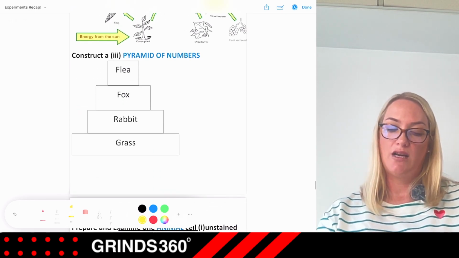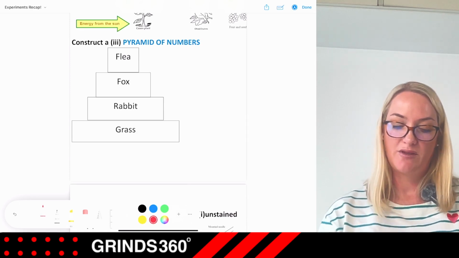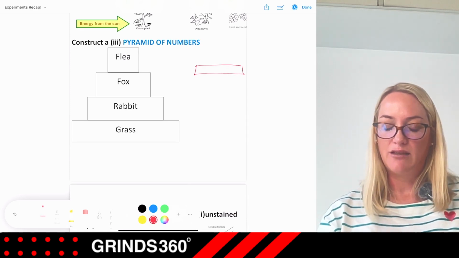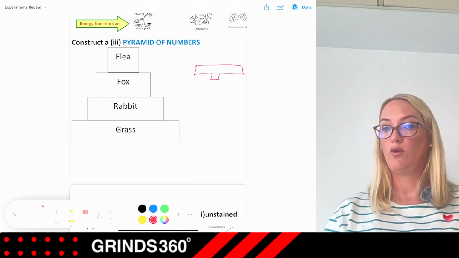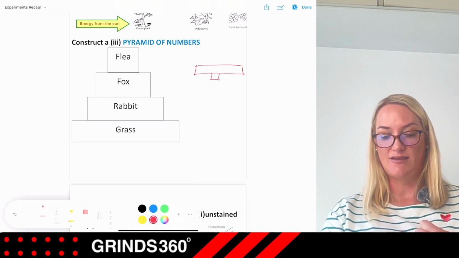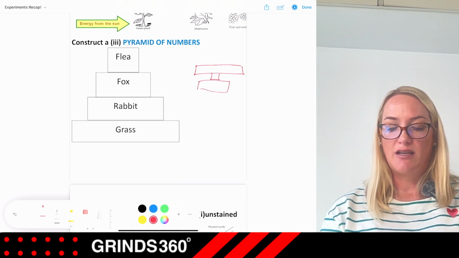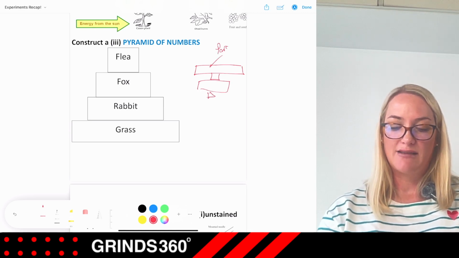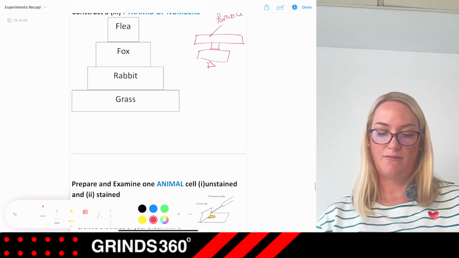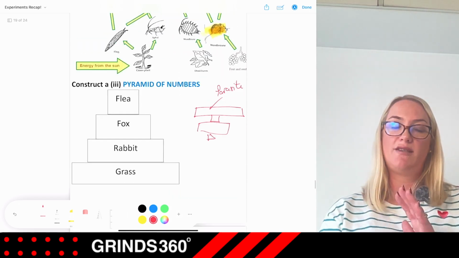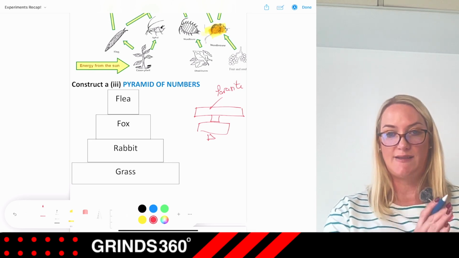They could ask you to draw a pyramid of numbers, and don't forget about your inverted pyramid of numbers, which I should have put in here. And what the pyramid of numbers doesn't do is take into account the size of the organisms. So that's your disadvantage with the pyramid of numbers. If you have something large at the top, make sure you know that this is going to be your parasite. So that's ecology. Reminding you, ecology could be asked in section A, section B, or section C.